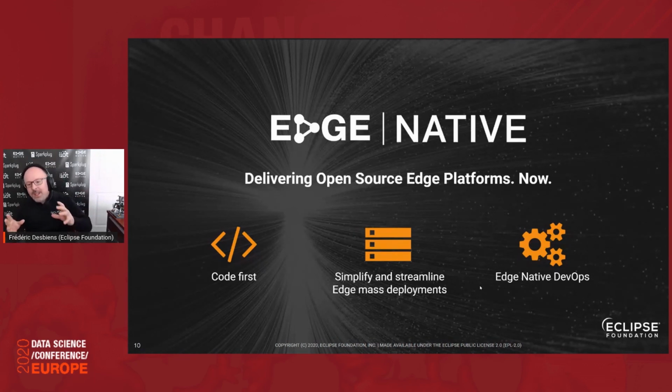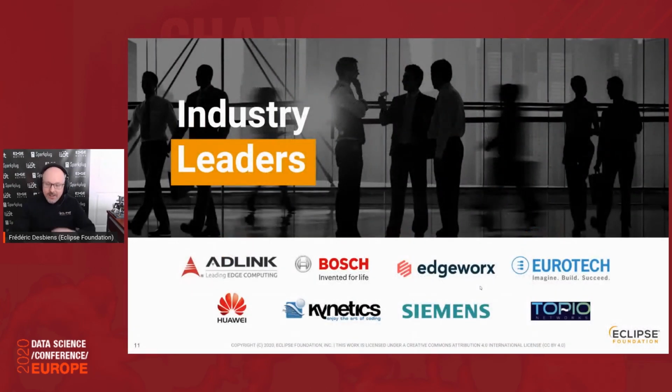We care about streamlining mass deployments for Edge, because this is when you try things at scale, it is then that you see the issues and that you have to solve them in the most efficient ways. And our goal is to promote the use of what we call Edge native DevOps, or Edge Ops. And these are the current members of the working group, always looking for more. So if you are interested in joining our members in there, the door is always open.